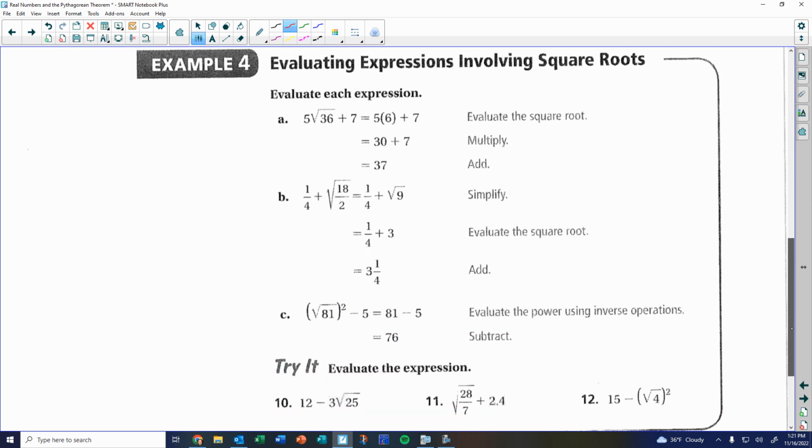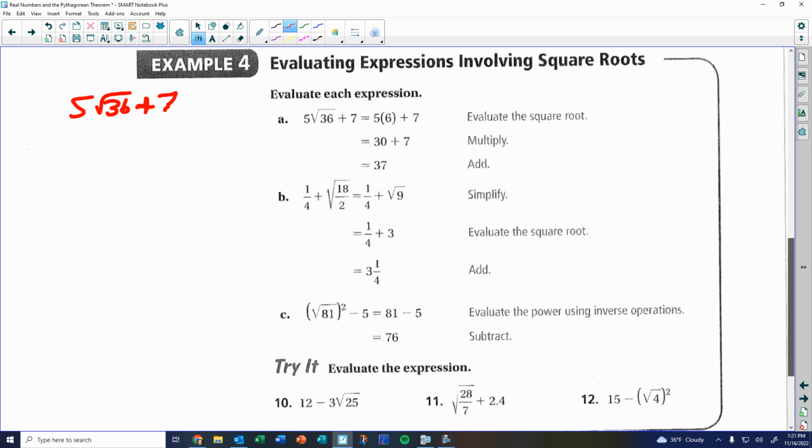So think about back when we did like terms, right? And I gave you something like this. Can we add that together? Can I add 5x and 7? Why? Because they're not like terms. This has a variable and this one doesn't. Well, with this example, it's the same thing. This has a radical in it, square root. So this is saying 5 times the square root of 36 plus 7.